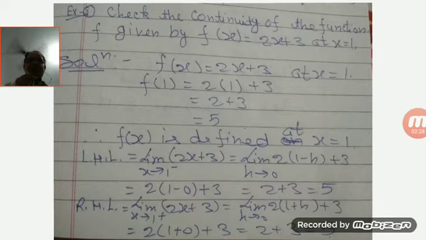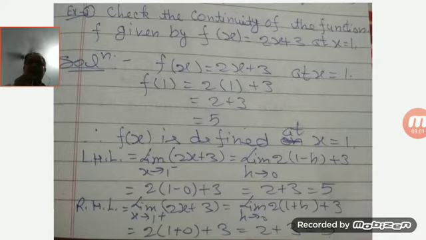After that we can calculate right hand limit. So right hand limit of 2x plus 3 when x tends to 1 plus. So we can replace x by 1 plus h and h tends to 0. So we can write in this way: limit of 2 into (1 plus h) plus 3 when h tends to 0.